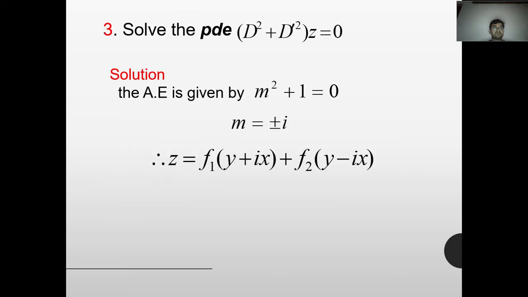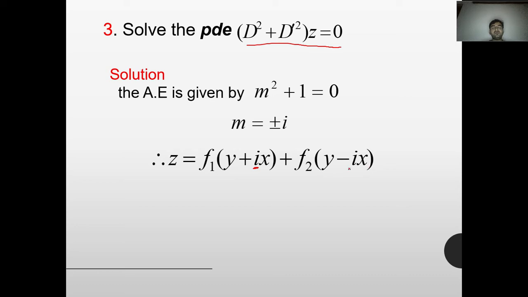Now we have given the partial differential equation. The auxiliary equation is m square plus 1 is equal to 0. So the roots of the auxiliary equation are m is equal to plus or minus i. So the solution is z is equal to f1 of y plus mx, with m equal to i, plus f2 of y plus mx, with m equal to minus i.